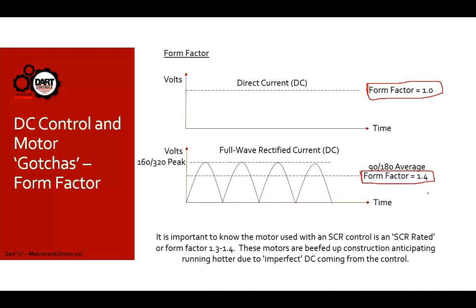So here's the gotcha. If you're using a form factor 1.0, or which you don't see, but like a form factor 1.1 motor on an SCR drive that has an output form factor of 1.4, you could get into trouble if the motor is in a continuous application or it's running near full load. Basically, SCR rated or 1.3, 1.4 form factor motors are beefed up in their construction, and they usually have higher levels of insulation so they don't get hot.